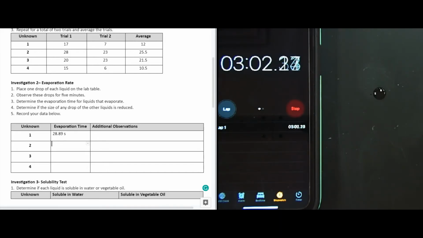Unknown number 2 after 3 minutes. Again, I don't see much evaporation going on. We'll check back in at minute 4. Unknown number 2 after 4 minutes. Again, I'm not seeing any change in size. I'm not seeing this unknown evaporate at all. We'll see what it looks like at 5 minutes. But it looks like this one did not evaporate in our 5-minute time constraints.